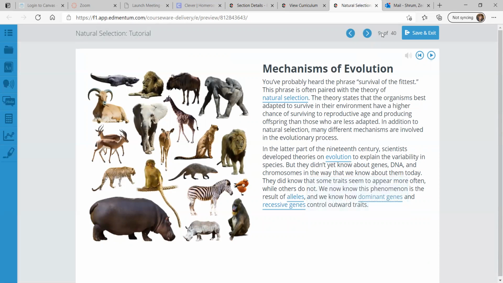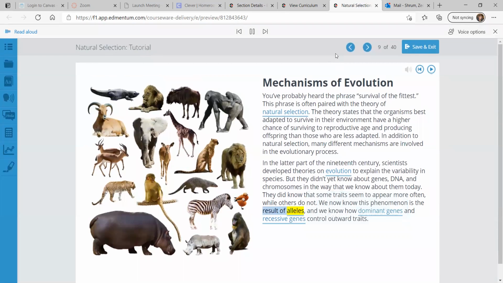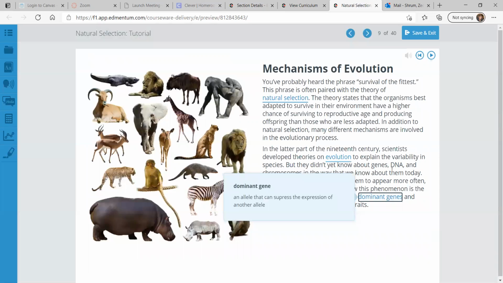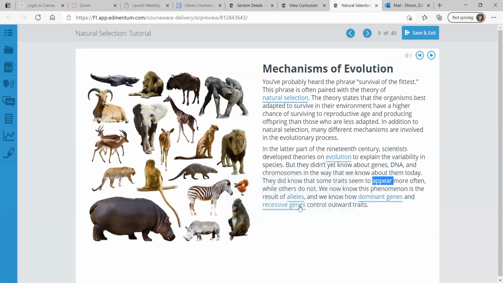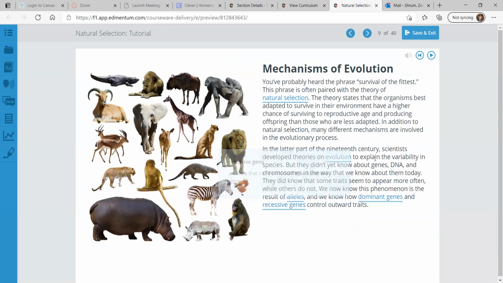And alleles is the proper term. I'll let you guys hear the correct pronunciation. Read aloud. Alleles. Allele. So allele, and we know how dominant genes and recessive genes control outward traits. Dominant, again, means an allele that can suppress the expression of another allele, recessive genes, an allele that can be blocked by a dominant gene.